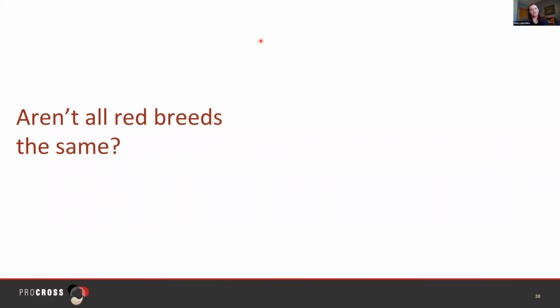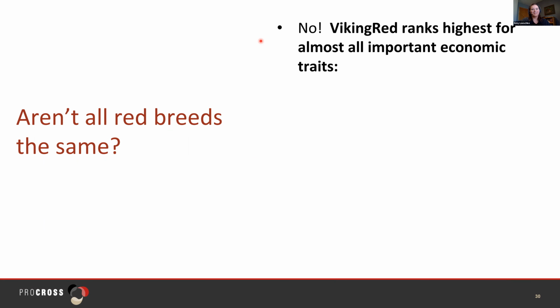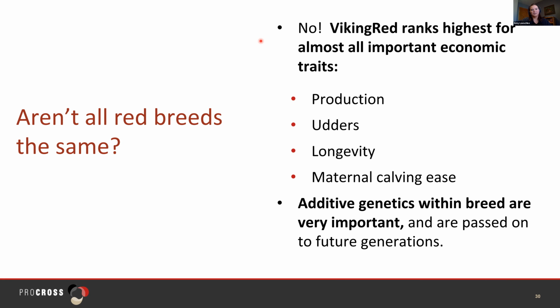Last, I want to talk about, are all red breeds the same? And I think we've been through this enough in this talk. So the obvious answer is here, no. VikingRed ranks the highest for almost all of the important economic traits, particularly the production and the udders and the longevity, and those are really important for the total profit equation. So these additive genes are important within breed. They're passed on to future generations. And so it's really important that we look at the attributes of the individual breeds and not just pick whichever is convenient or whichever is going to give us the best sales deal at the time. Okay.